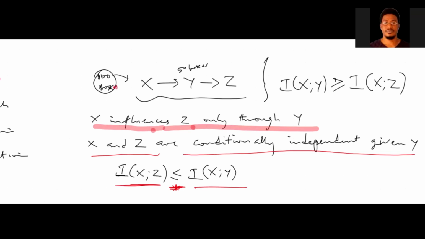Since X and Z are conditionally independent given Y, Z can only learn about X from Y. So what Z can learn from X directly must be less than or equal to what Y can learn from X. Largely because, let's assume I have 100 boxes in X. But now I just gave 50 boxes to Y. So how many boxes will Z learn about X in this scenario?